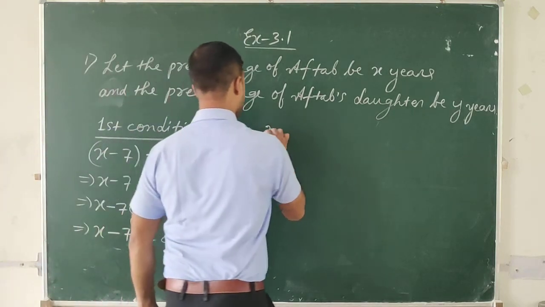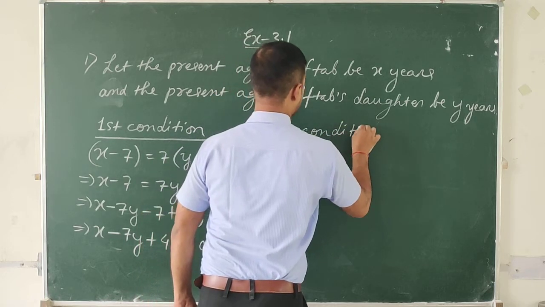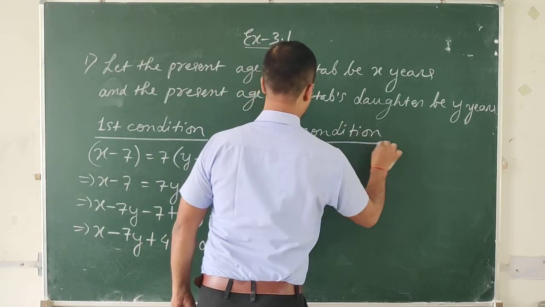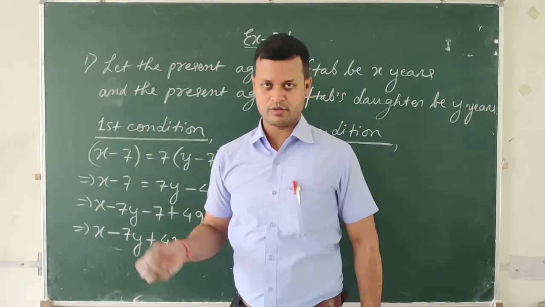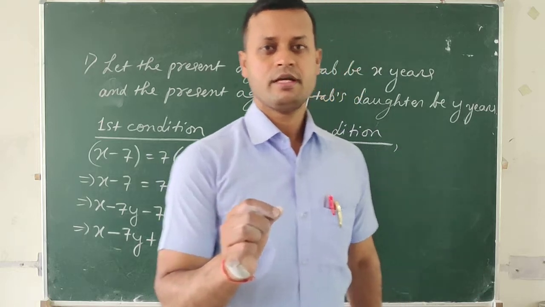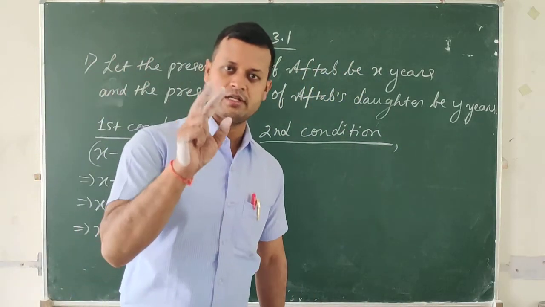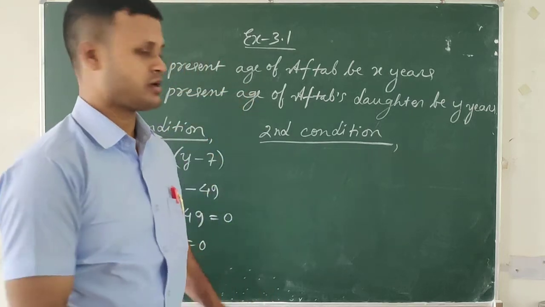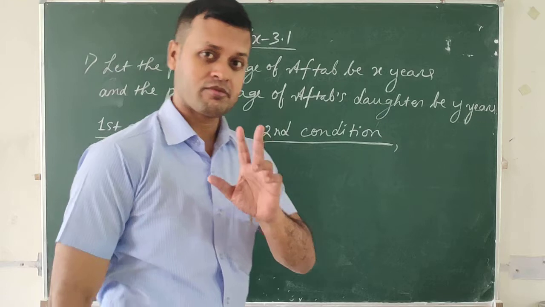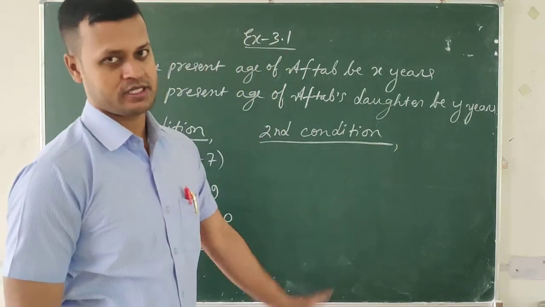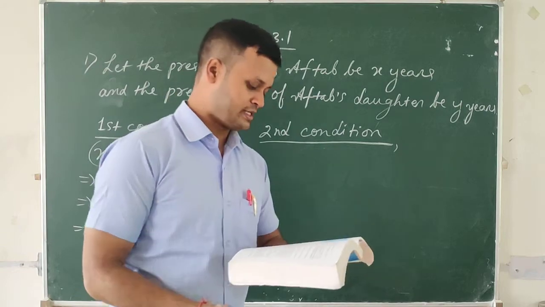And second condition. Two conditions are available. Okay, in every sum of a pair of linear equations, 2 conditions are given. From these 2 conditions you will get 2 equations, okay, which we have to solve. But right now in the exercise we only have to form the equations and also represent them graphically.